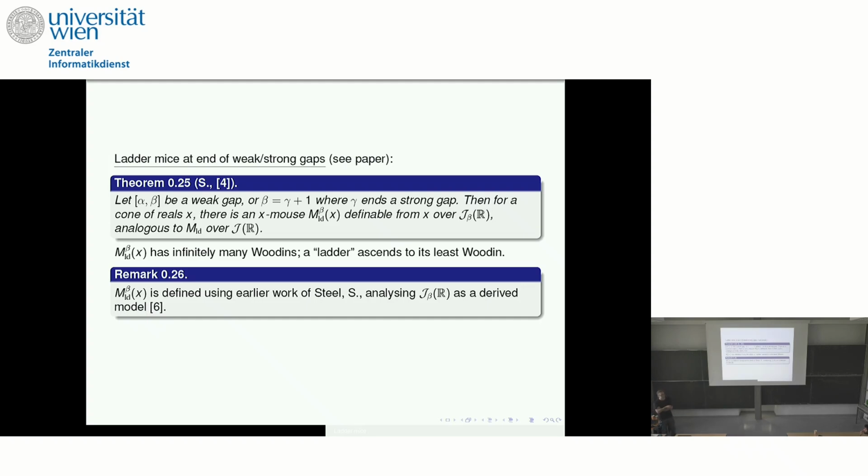Although it's analogous in various ways, it's also quite different because it has Woodin cardinals, in fact infinitely many Woodins, especially a particular Woodin, its least Woodin, and the ladder ascends to its least Woodin. So this is different to M ladder in the projective-like case where the rungs of the ladder are cutpoints of the model, so there's no extenders overlapping those rungs. In this case, the rungs lead up to the least Woodin, so they are not cutpoints. And that's one difference, and there's other differences.